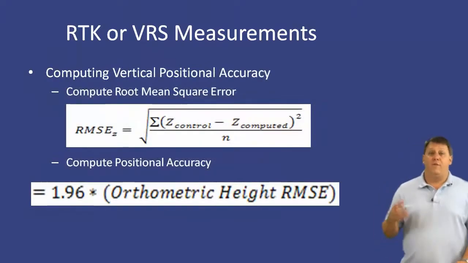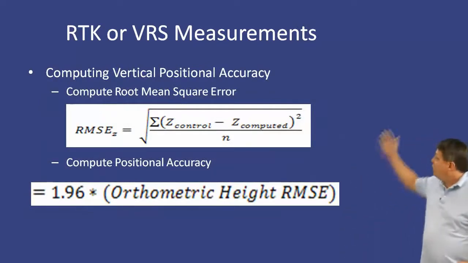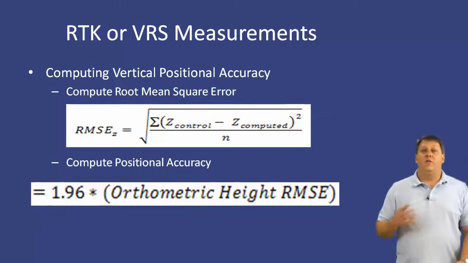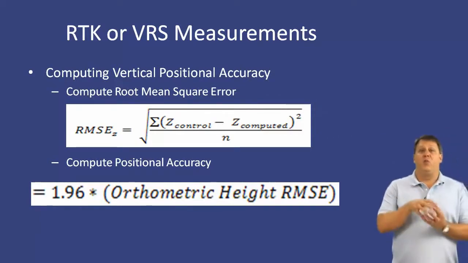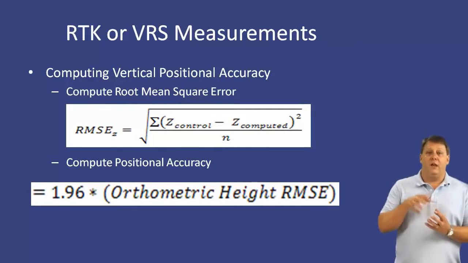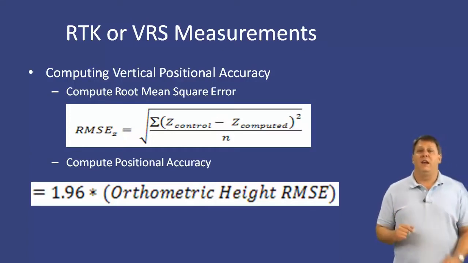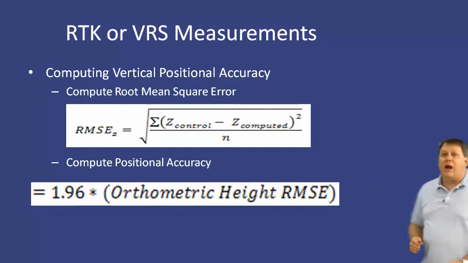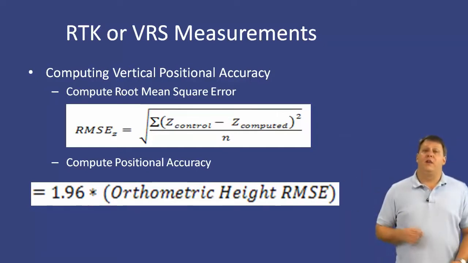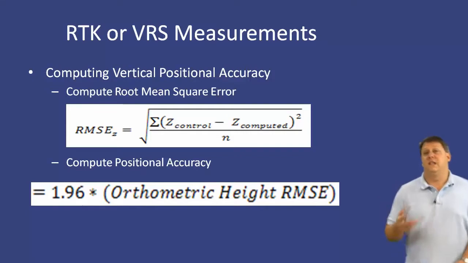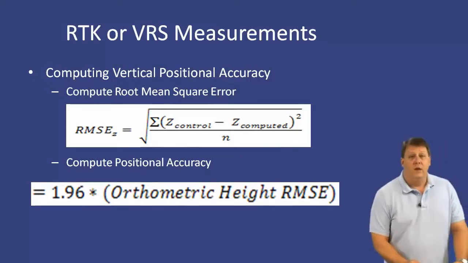To compute our vertical positional accuracy, we'll use the same root mean square error formula where we'll have our vertical control point coordinates. We'll subtract the vertical computed coordinates that come from checking into that point. Each time we subtract it, we've got to square that answer. We'll add all the squared answers together, divide by the number of times we shot that point, and finally take the square root. Then to compute our vertical positional accuracy, it'll be 1.96 times the orthometric height.